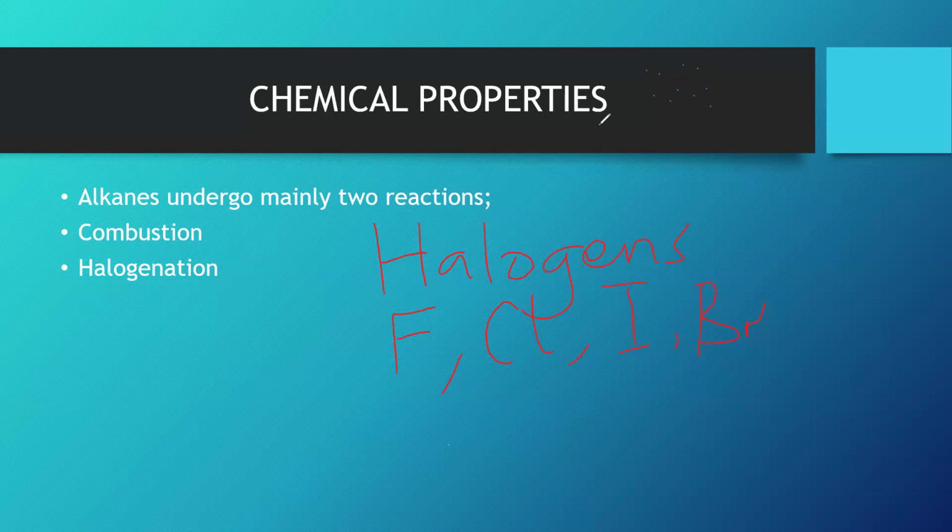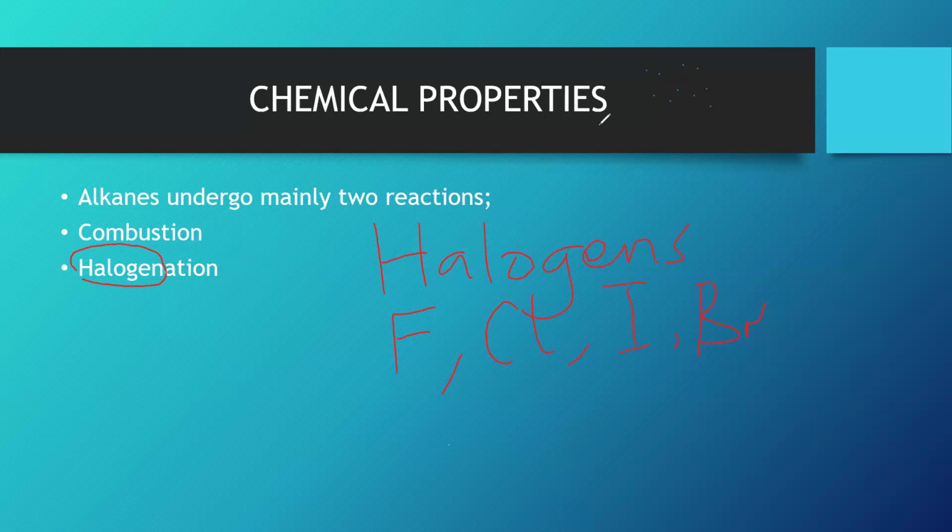So the term halogenation comes from the word halogens. When we add the ending -ation, it means you're adding a halogen to a carbon compound so that you form what? Basically, a compound that has a halogen in it.